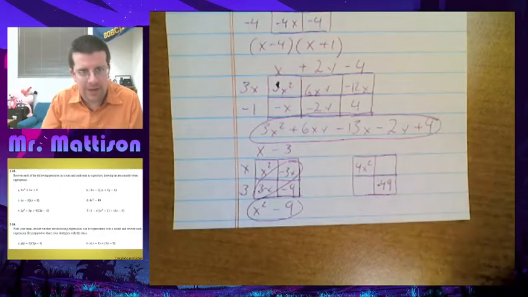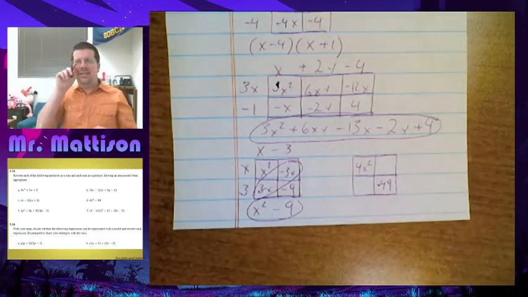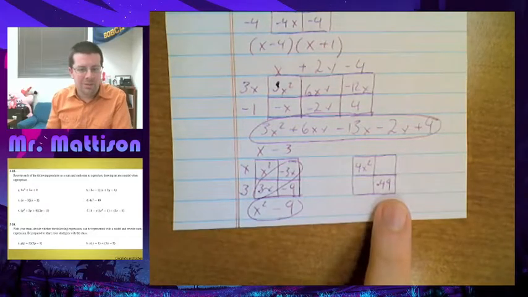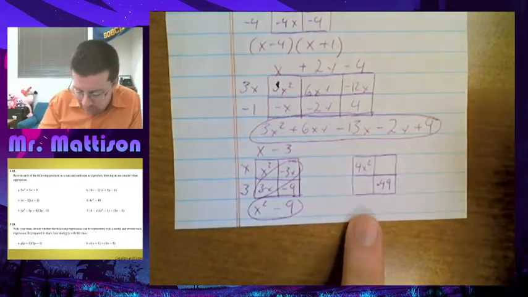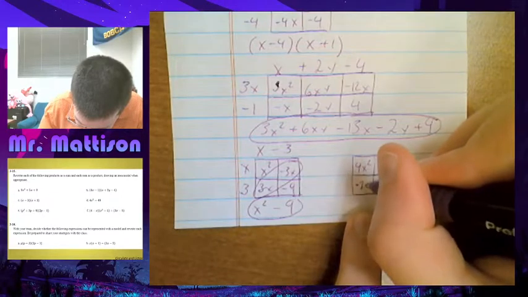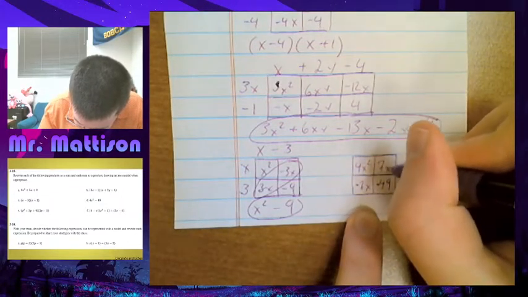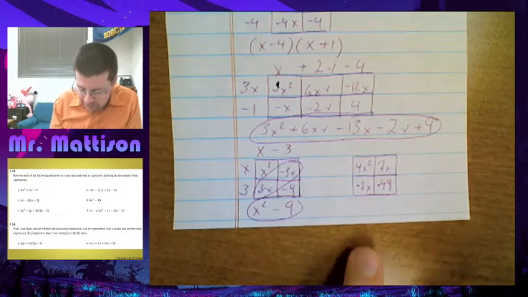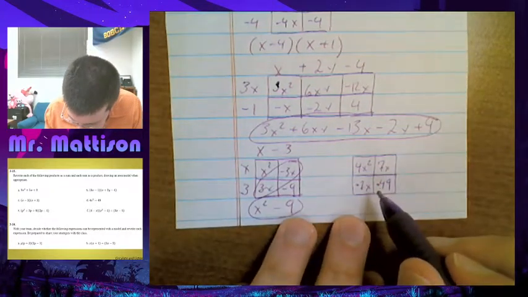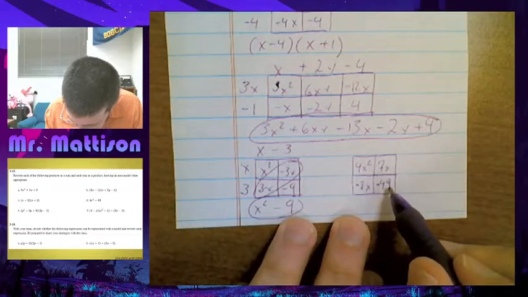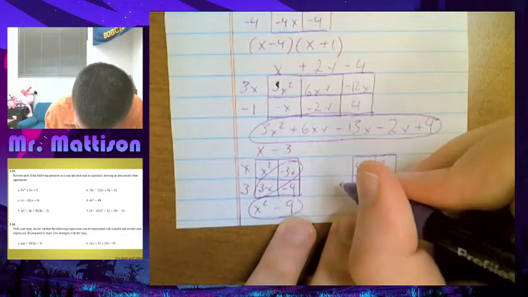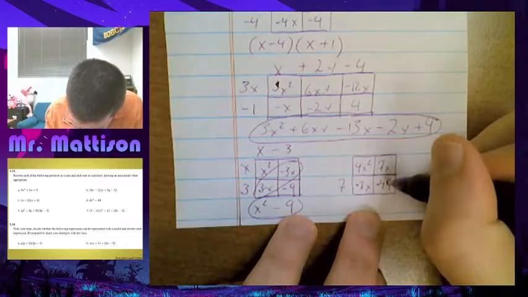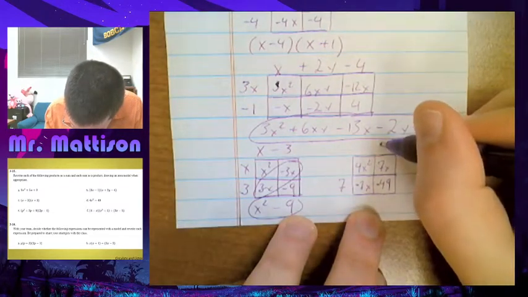Well, the only way to add to be 0 is if I have the same number and one's positive and one's negative. So they're both going to have to be 7, one negative 7, one positive 7 to get that negative 49. So negative 7x and positive 7x. So now when I pull out my terms here, I can pull out a 7 here, and here I can pull out a 7.